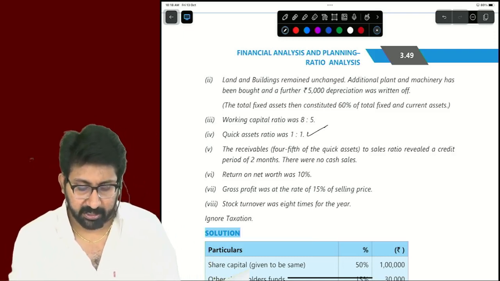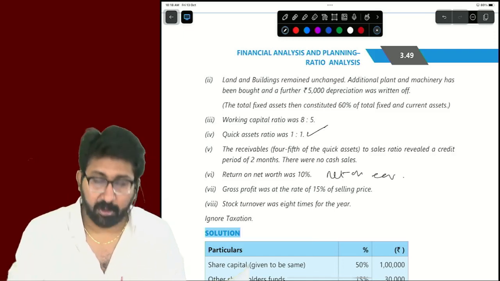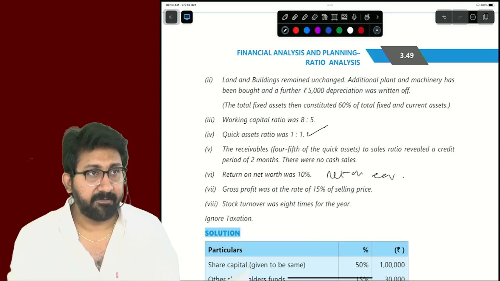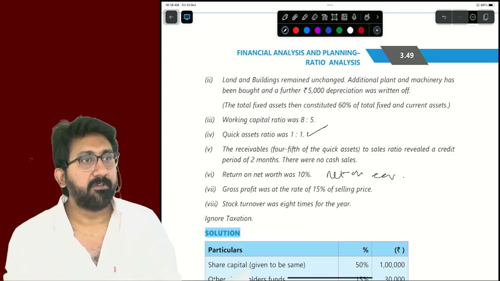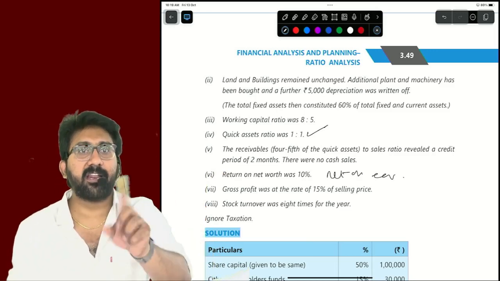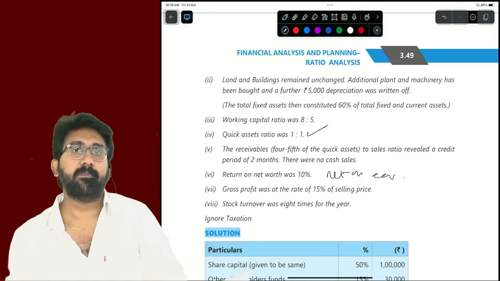Return on net worth. What do you mean by return on net worth? Return on equity. How much? 10%. Gross profit was at the rate of how much of selling price? 15%. How do you know the gross profit now? First we should calculate the debtors. Debtors will become credit sales. Total credit sales is the total sales. 15% of total sales will be gross profit.